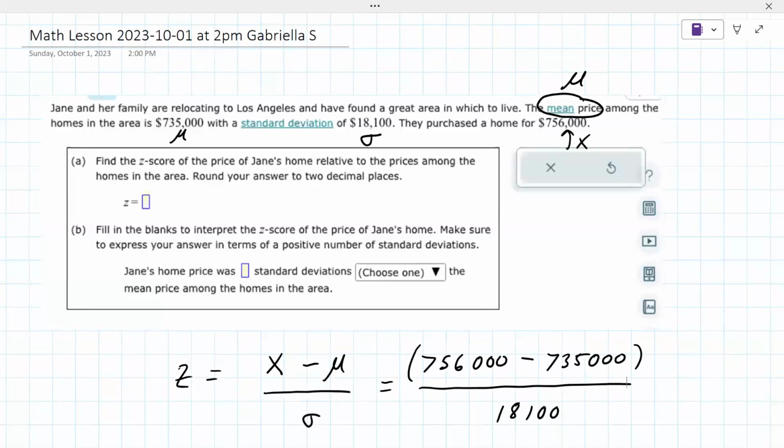Otherwise, you'll get a really odd looking result potentially. It does say to round your answer to 2 decimal places. That's another place where there's potential for some mistakes. So just give that a try.